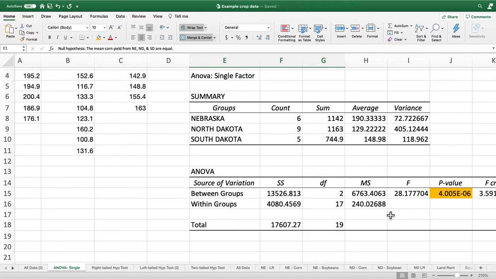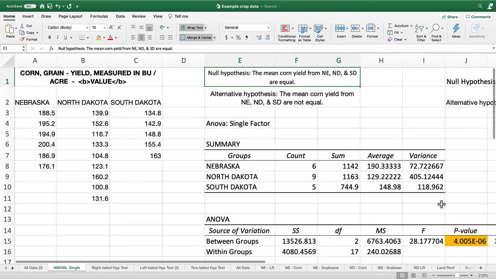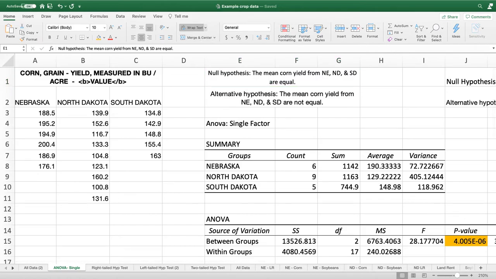Okay, so now we're trying to figure out, we know that they're not equal. Well, what does that mean? Which ones are not equal? Are none of them equal? Are only one of them not equal? So now we've got to do that Tukey-Kramer test to figure out, we know that not all of the means are equal, but since we've got 3 different categories, which ones aren't equal?